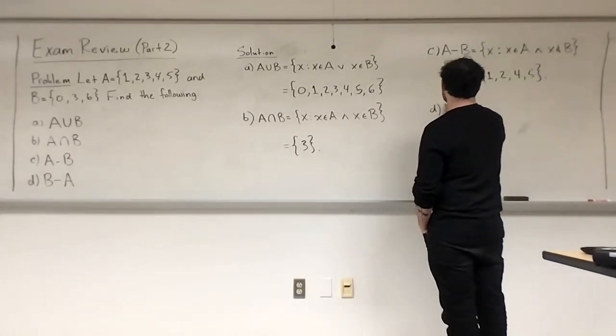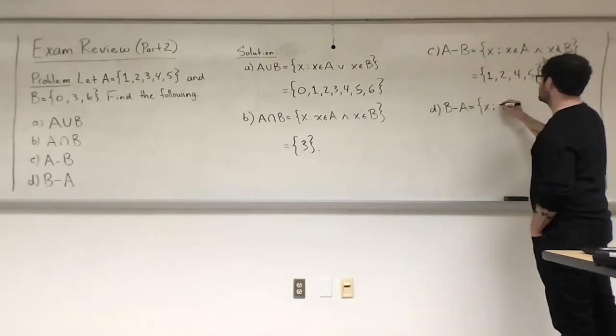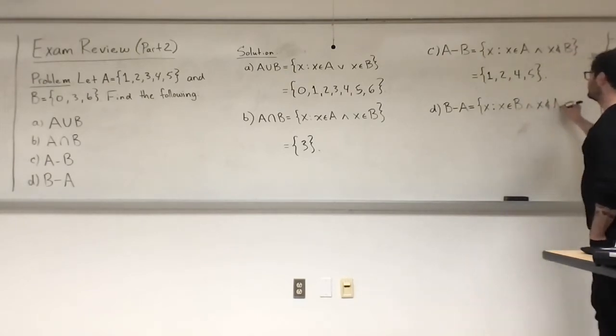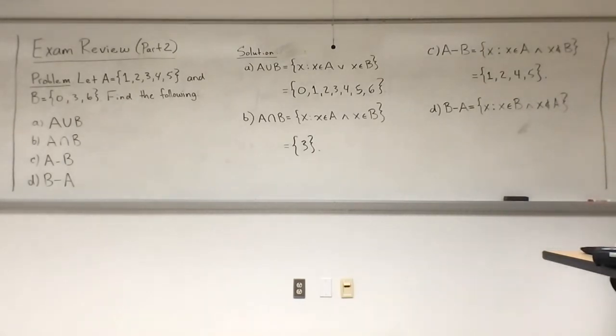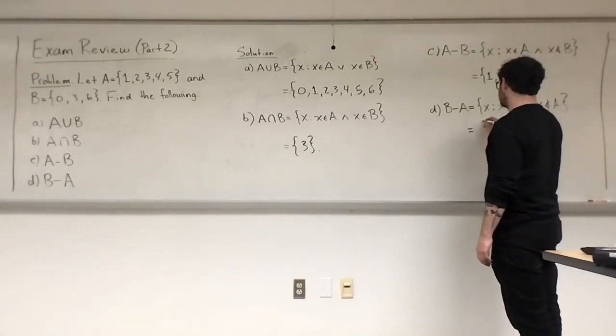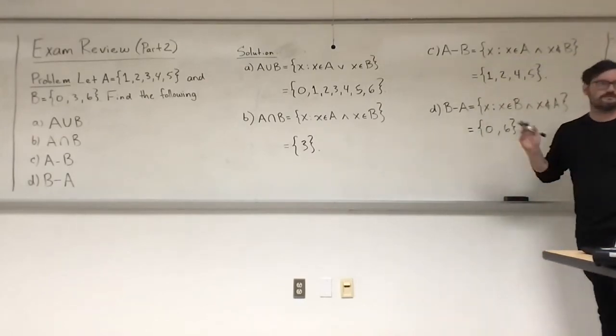In part D, B set difference A. That's the set of all x such that x is in B and x is not in A. Okay. So that'd be 0 and 6, right? Yeah.